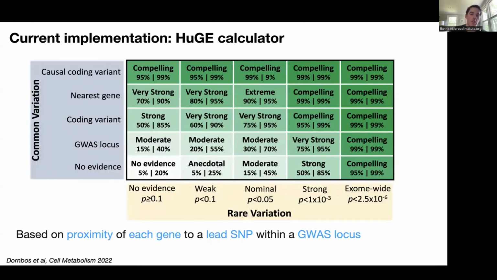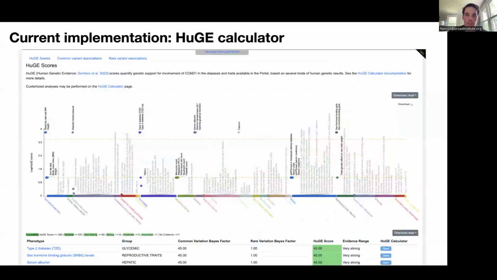So a couple years ago, we published an essay that outlined an argument for using genetic support. And it was based on a couple of very simple rules that we termed the huge calculator. This lookup table summarizes it. You basically get a probability that the gene is involved in disease that is based on the strength of rare coding variants in the gene, and also based on how close that gene is to a genome-wide significant GWAS SNP. And there's a couple of categories based on how close it is to that SNP. But basically you get this table, and this is implemented on the portal.